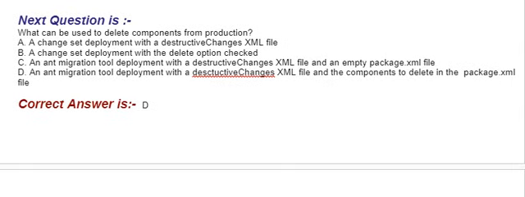Next question is, what can be used to delete components from production? Option A. A change set deployment with a destructive changes XML file. Option B. A change set deployment with the delete option checked. Option C. An Ant migration tool deployment with a destructive changes XML file and an empty package.xml file. Option D. An Ant migration tool deployment with a destructive changes XML file and the components to delete in the package.xml file. Correct answer is option D.